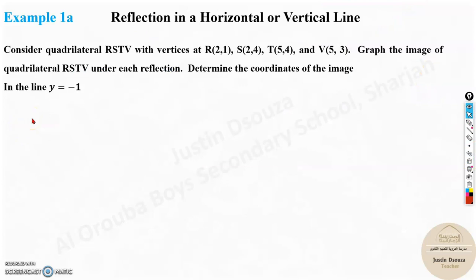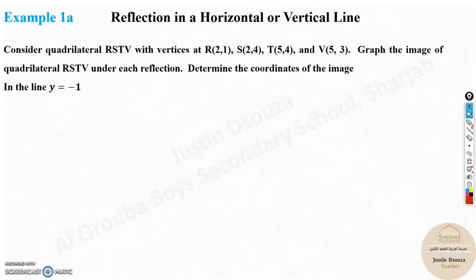Now here we have a problem: reflection in a horizontal or vertical line. Consider quadrilateral RSTV with the vertices R (2, 1), S (2, 4), T (5, 4), and V (5, 3). We need to graph the image of the quadrilateral RSTV under each reflection and determine the coordinates of the image. In the first case, they have asked to reflect it along y = 1 minus 1. How do we do this?